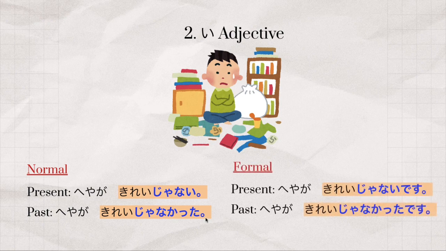Let's try this in formal. Formal present would be 部屋が綺麗じゃないです. Past tense would be 部屋が綺麗じゃなかったです. Same thing from the previous い adjective. All you gotta do is add です for formal. So 綺麗じゃない is normal form, but if you wanted to convert this to a formal form, all you gotta do is add です right here.